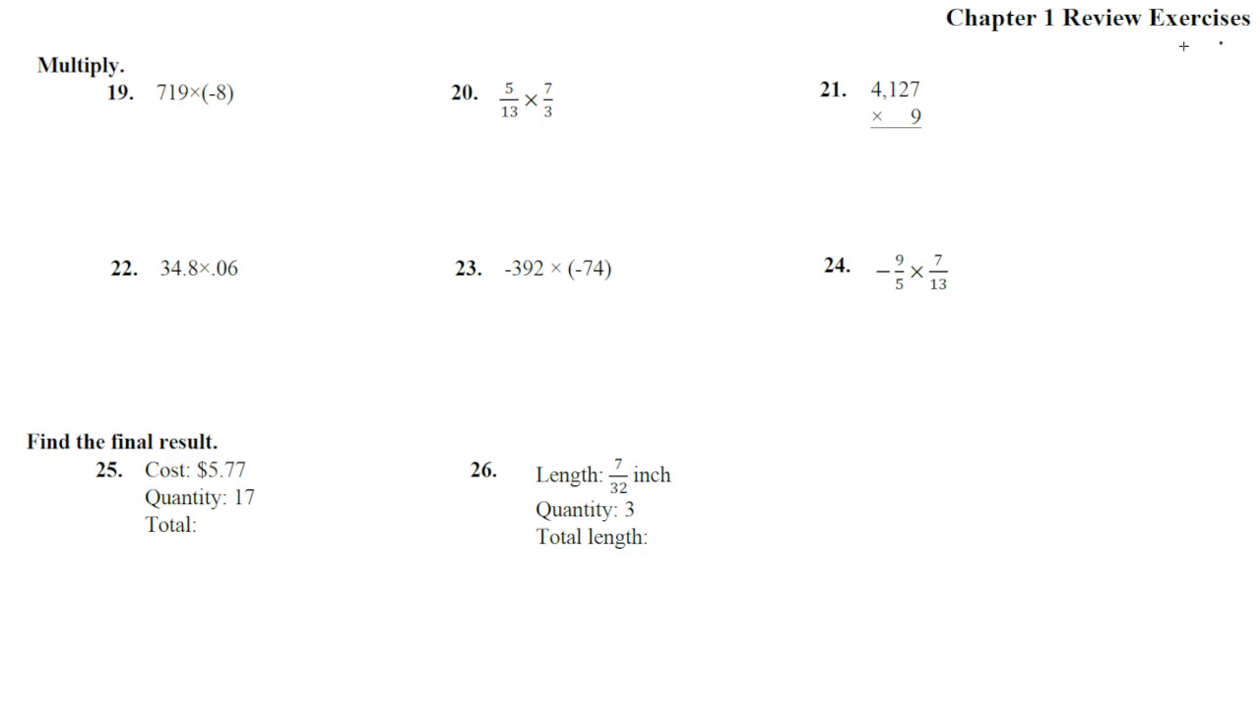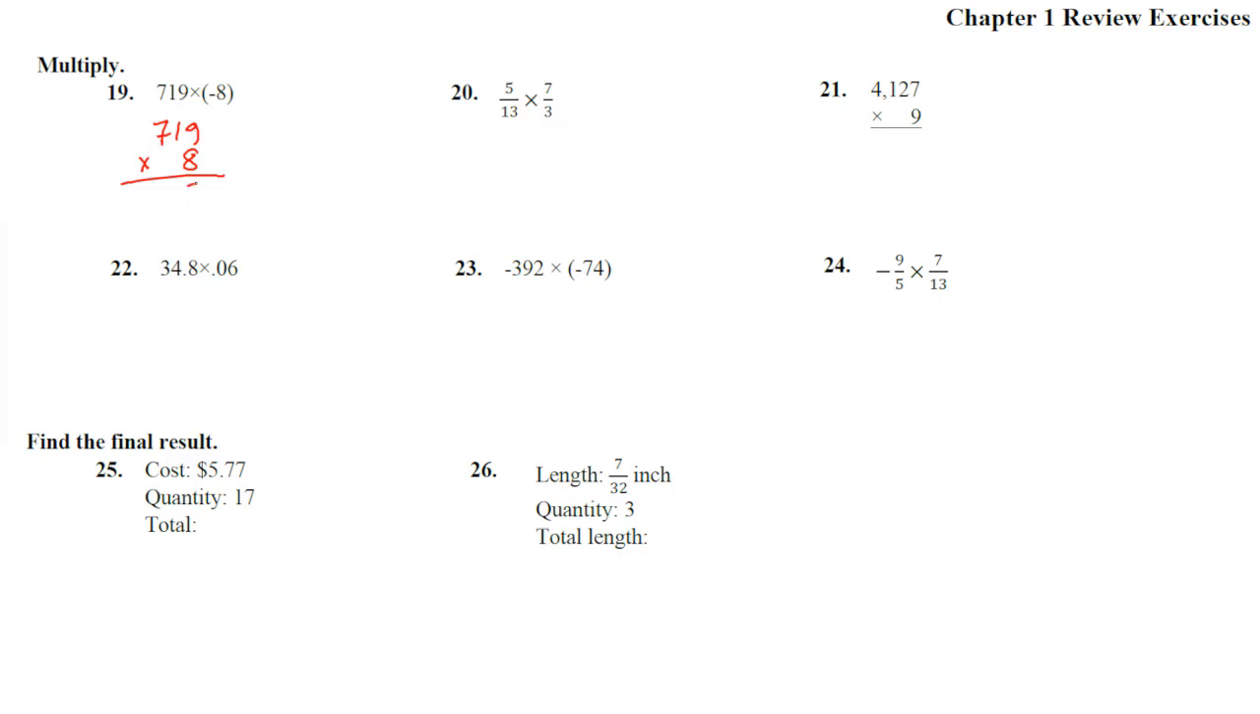Here we are in Chapter 1, Review Exercises, numbers 19 through 26. Here we're supposed to multiply. Number 19, 719 times a negative 8. We have a positive times a negative. That means we need to worry about, well, we'll just do the normal one, 719 times 8, but just realize that the answer will end up negative, because positive times negative is a negative.